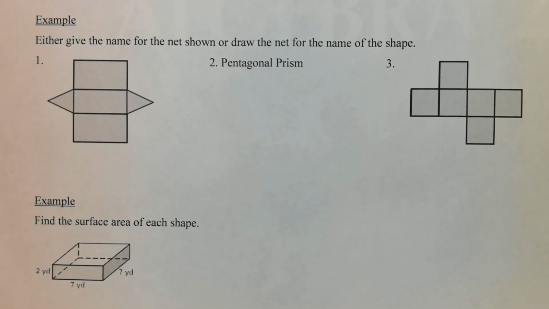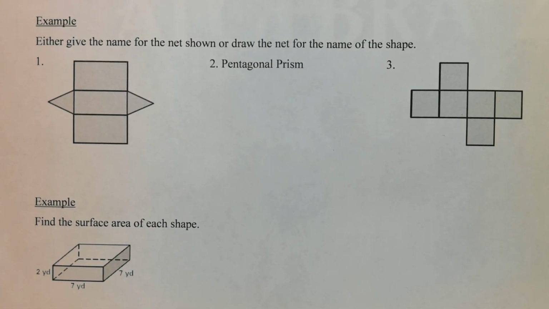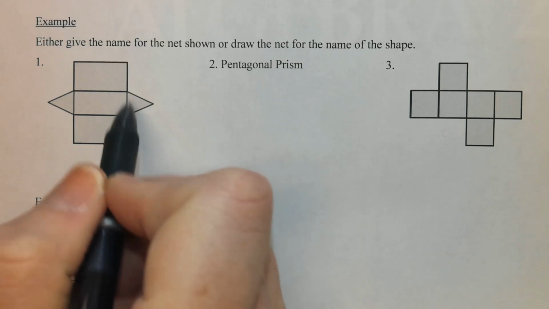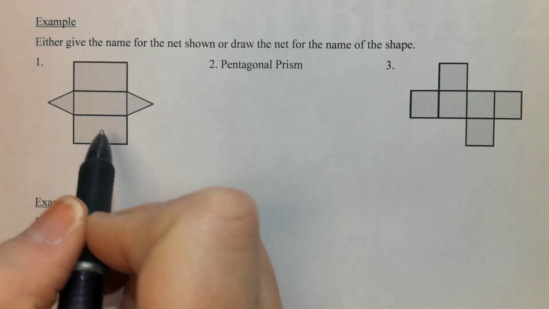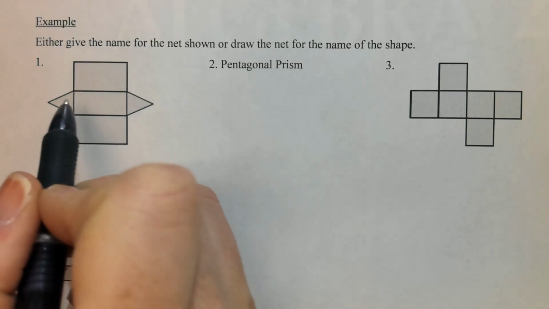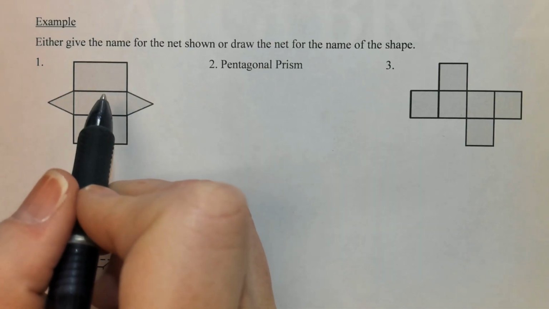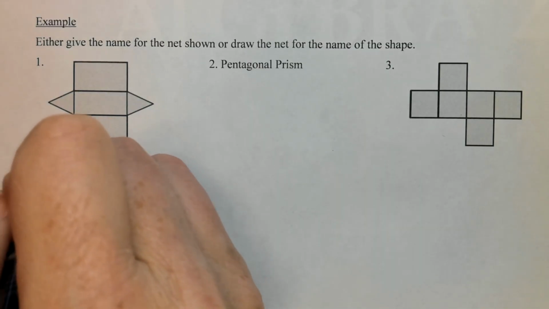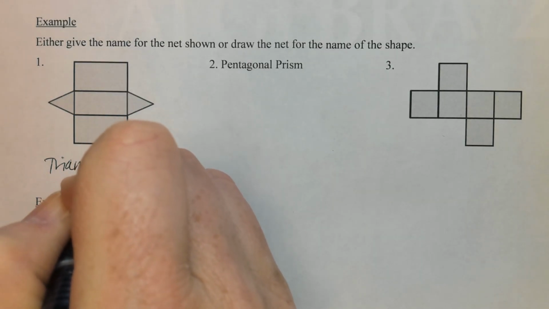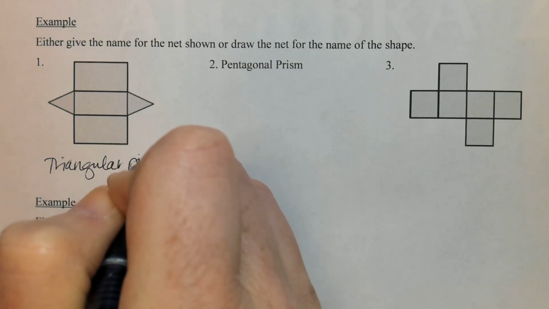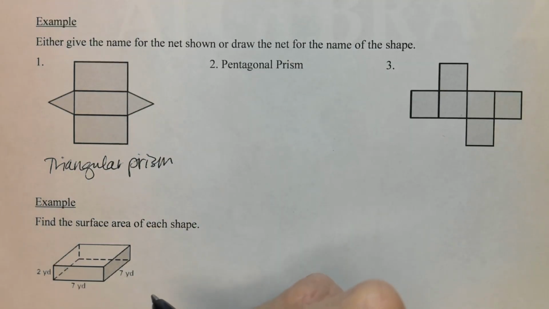These first couple just say give the name of the net shown. So what would this make if I was able to cut it out of here and then fold all of these up and together? So these 2 triangles would kind of come and stand up, and then these 2 rectangles would lay on top. So this would be a triangular prism. There are more rectangles than triangles, so this will be a prism for sure.